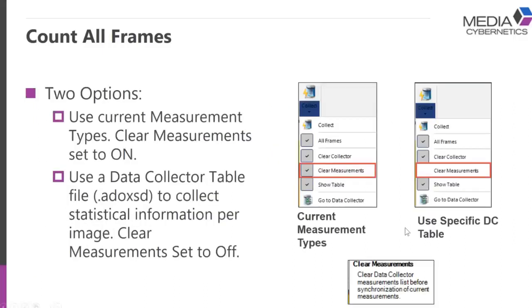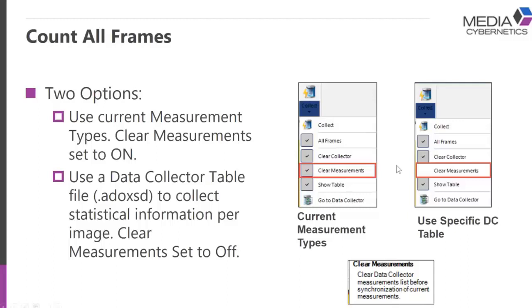So there's two key options here. This is the drop-down. I'm going to use the count size today as an example, but there's two fundamental options for counting all frames. This is the collect button in the count size ribbon, and in the drop-down, you'll see the preferences. All frames means when I press the collect button, it will count each and every frame. If this is off, it will only count the active frame or the active image. Clear collector is clearing the data collector if there's any previous data in there, so you're always starting with a clean set of data, so you don't have any carryover from the previous experiment.